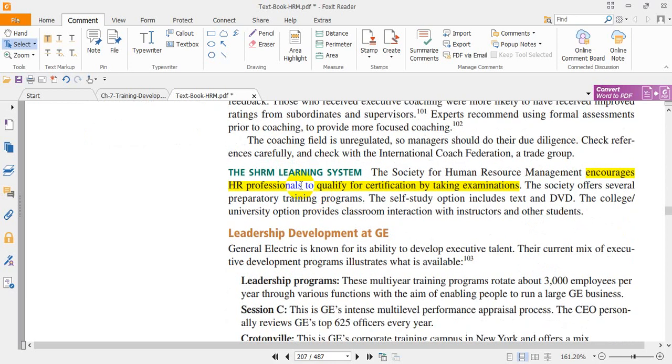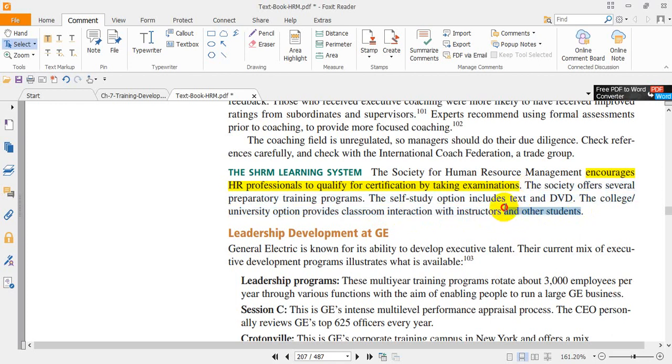Another technique is the Society of Human Resource Management, or the HRM learning system. The Society of Human Resource Management learning system encourages human resource professionals to qualify for certification by taking examinations. The society offers several preparatory training programs. The self-study option includes tests and DVDs. The college university option provides classroom interaction with instructors and other students.